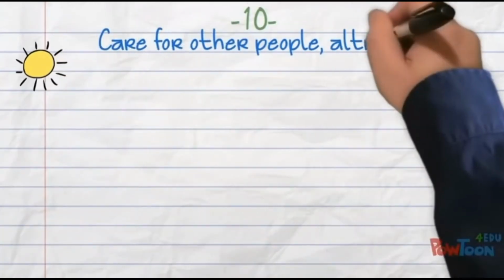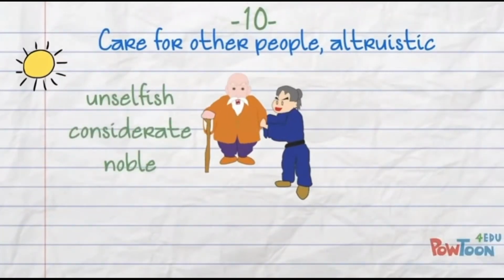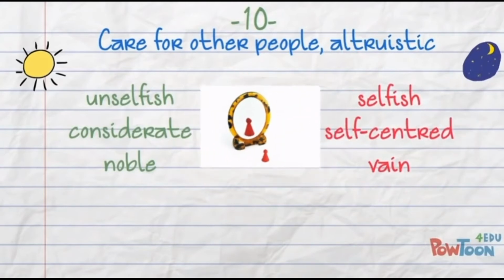If you care for other people, you're an altruistic person, which means you're unselfish, considerate, and noble. And if you don't, you're selfish, self-centered, and vain. These are people who think only of themselves.